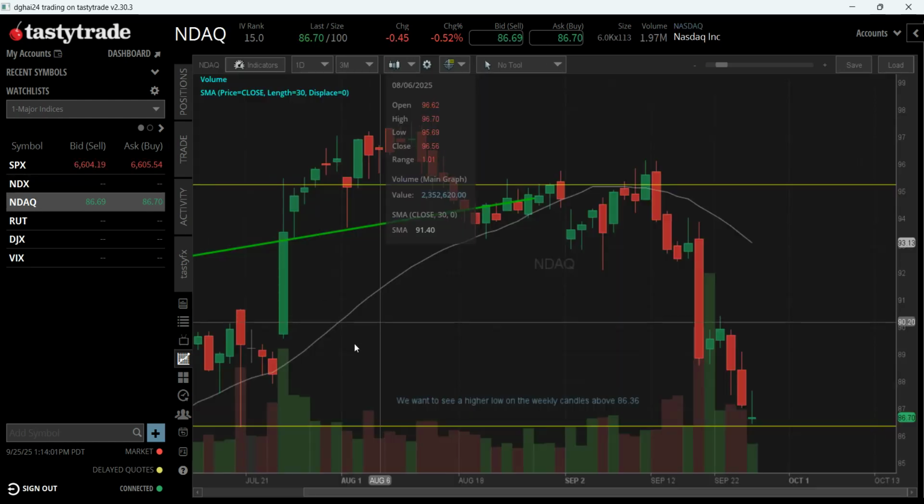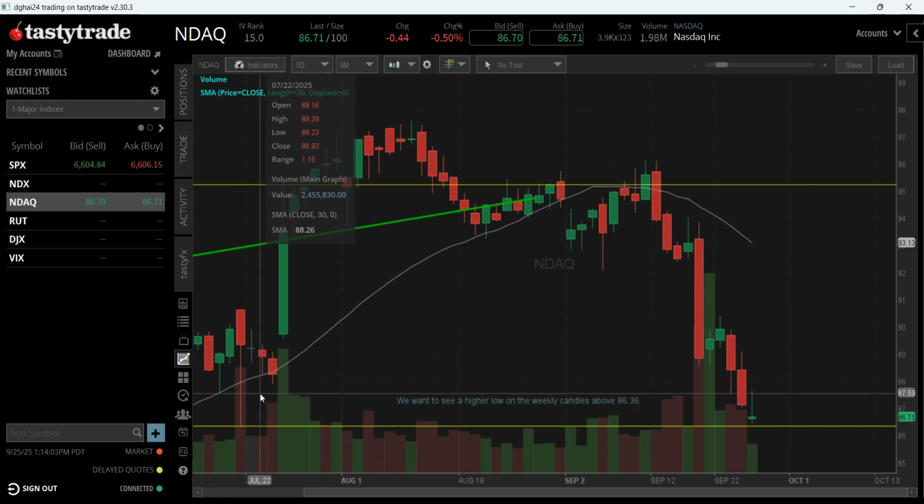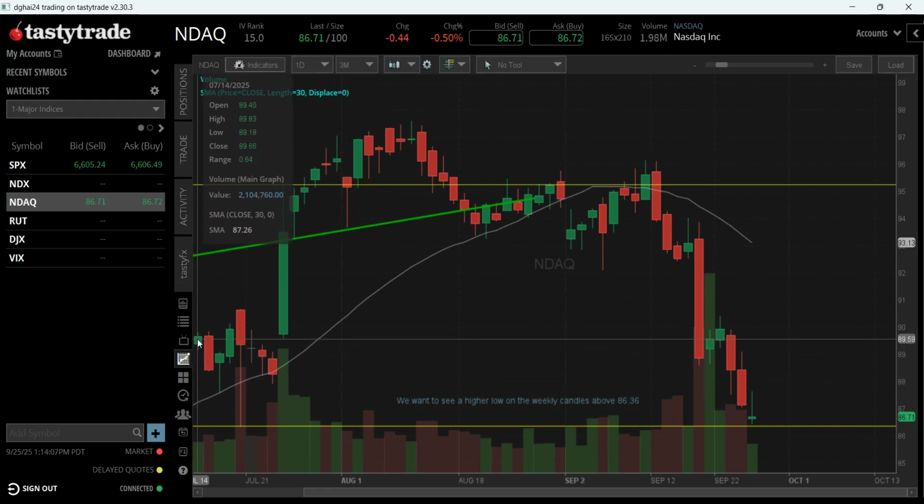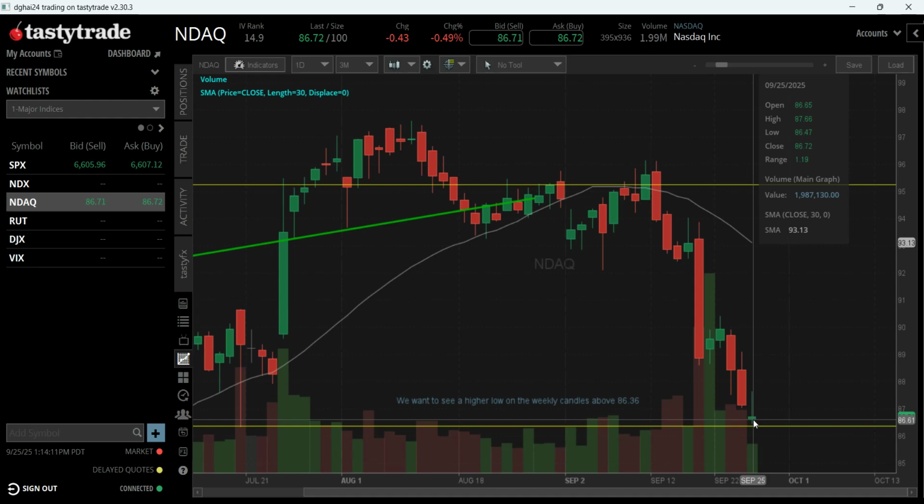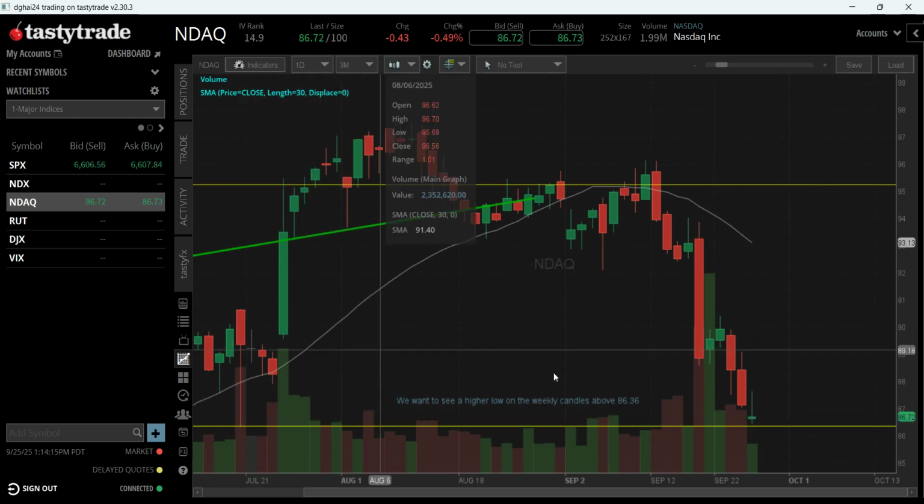The Nasdaq 100, on the other hand, we're at support lows. We're at a 3-month low. If we look at the close here back on July 14th, it closed at 89.66. Today's close was 86.72, so that's a 3-month downtrend. Not too excited about that.